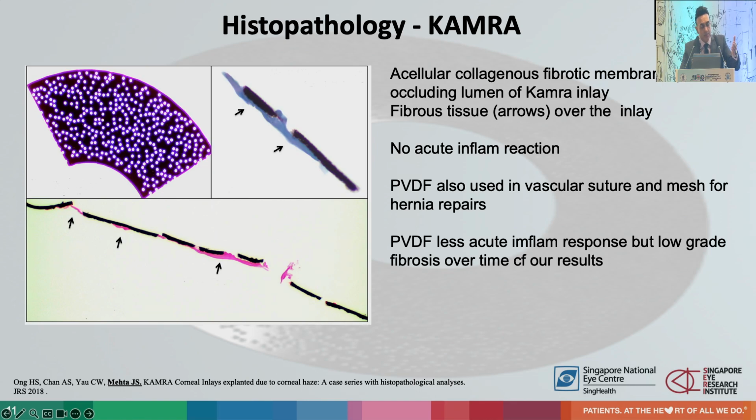And interestingly, this mesh, this PVDF that was used on the camera implant, is actually used for hernia vascular repairs as well, and you get a similar kind of response with the hernias itself. But of course, when you have a hernia repair, it's not such a big issue when you get this fibrovascular response compared to what you see inside the eye.